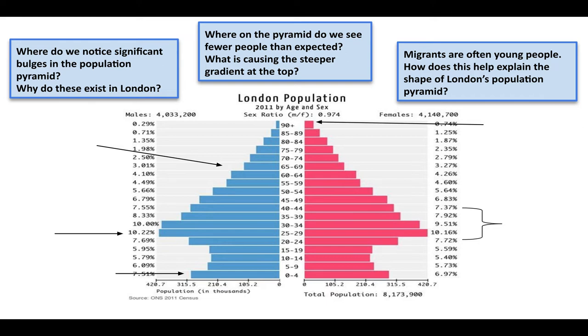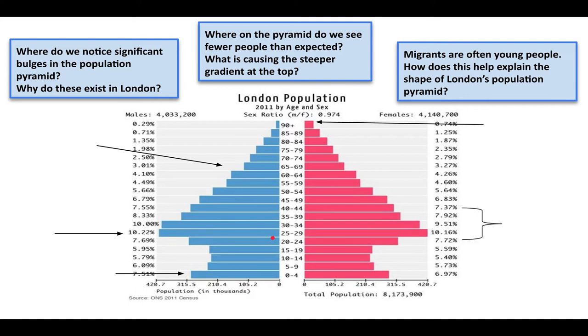I just want to have another very quick look at it and see where we notice a significant bulge or increase in the population. Hopefully you have spotted it down here: a large number of people from the age of 20 to about 50 are living in London. Why is there this big bulge here? Of course, that is because that is our working age population. And why is there a bulge here? Well, because there are lots of jobs and opportunities, as we've mentioned.